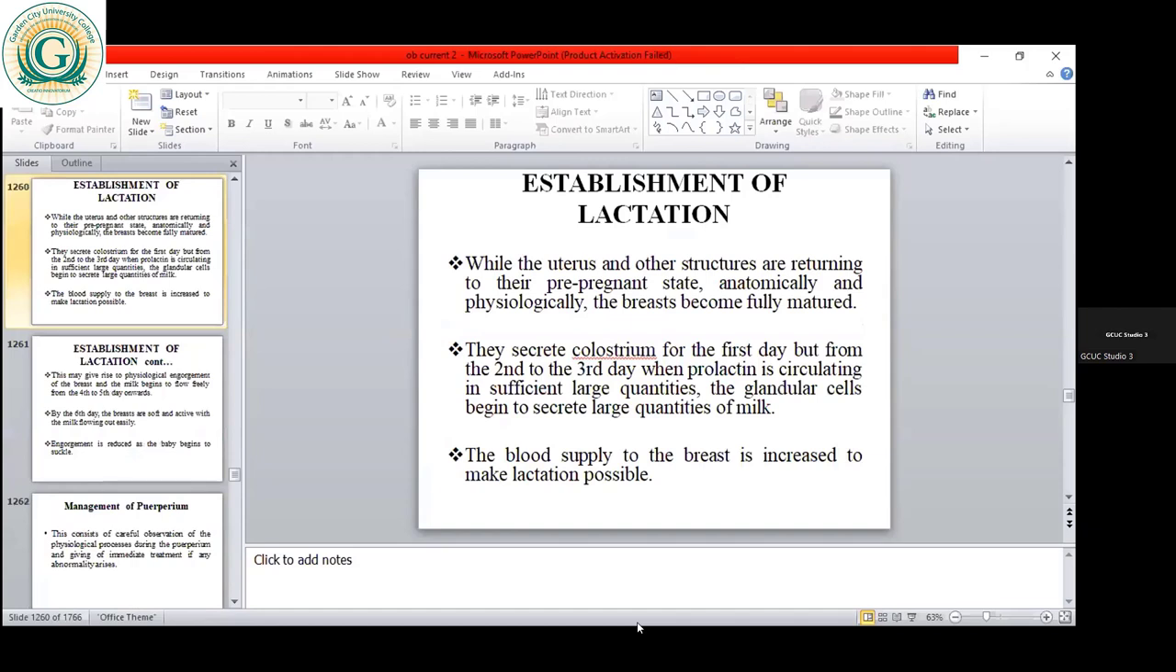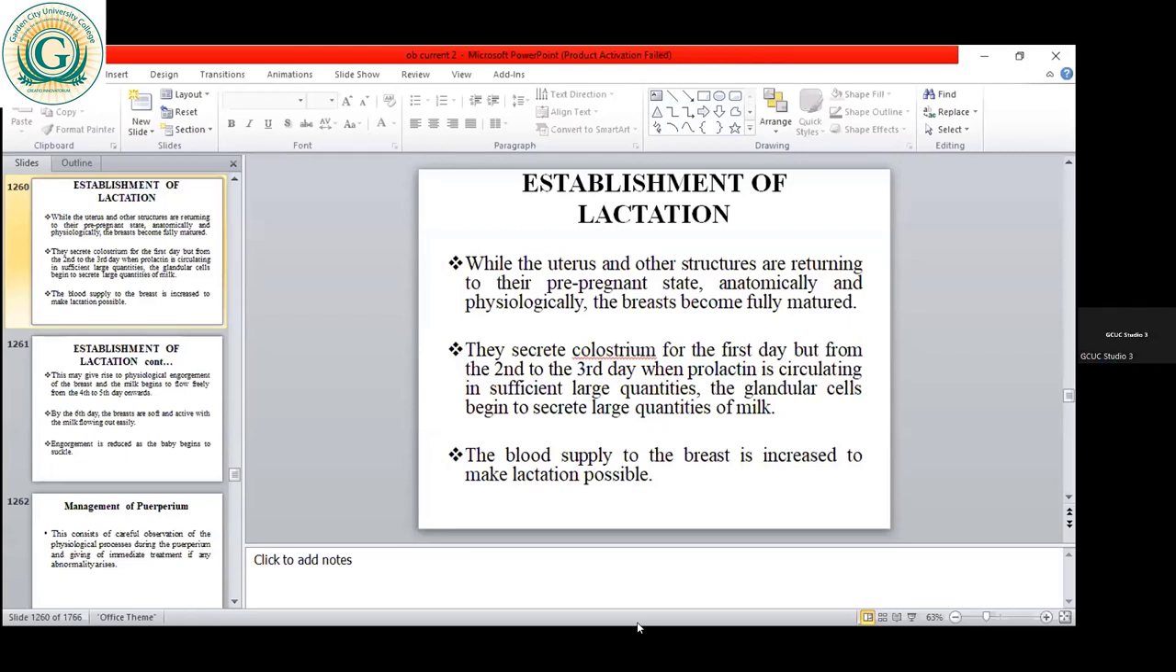Another change that comes after delivery is lactation. This time, the breast becomes very huge, fully matured, and starts to secrete a milk we call colostrum from the second and third day. This is possible because as progesterone and estrogen are going down, another hormone we call prolactin is now going up and circulating. Prolactin goes to the breast and affects milk production. So the breast begins to secrete a lot of milk.